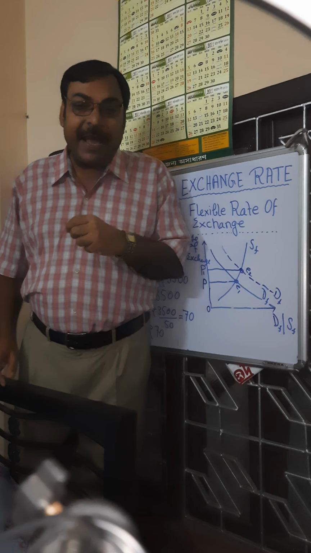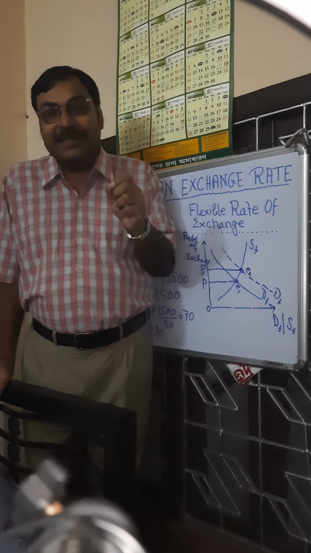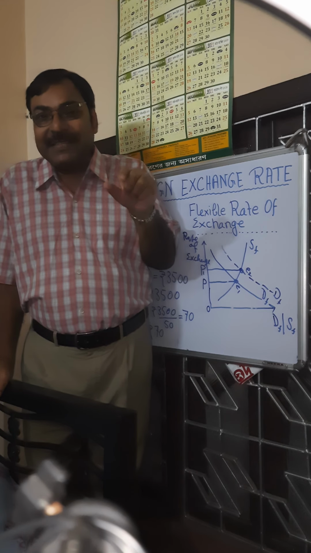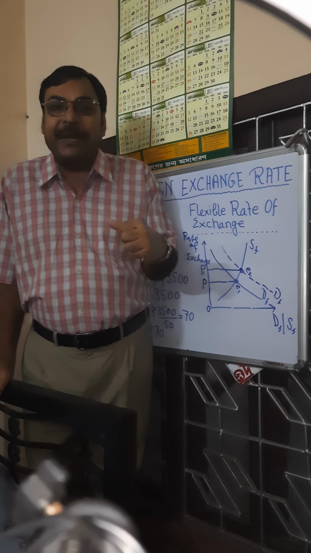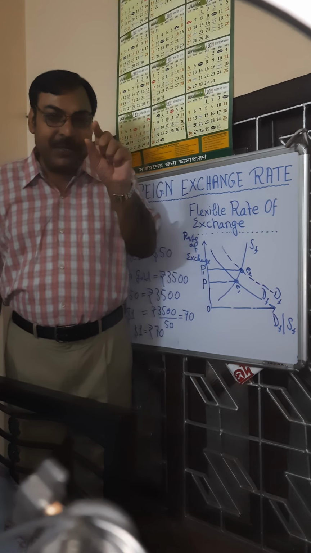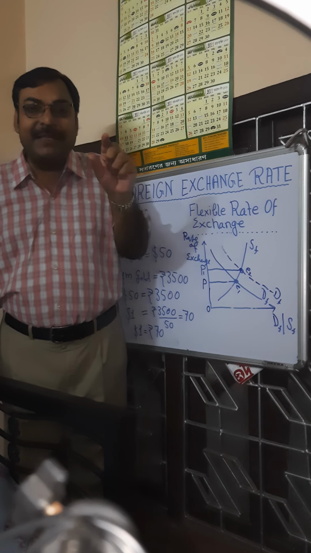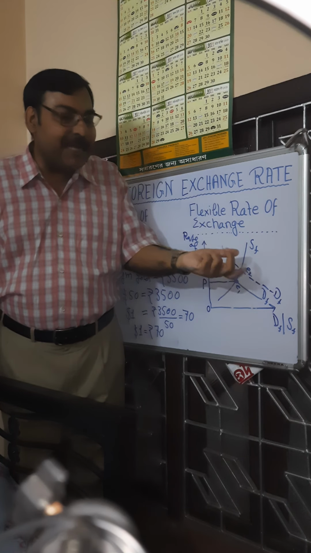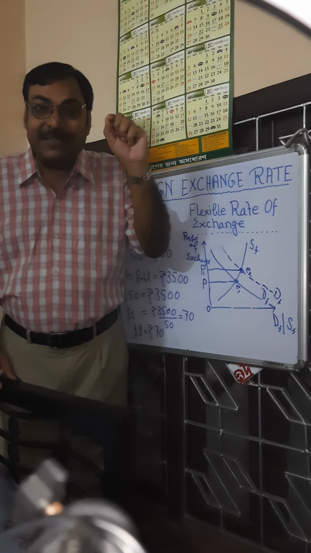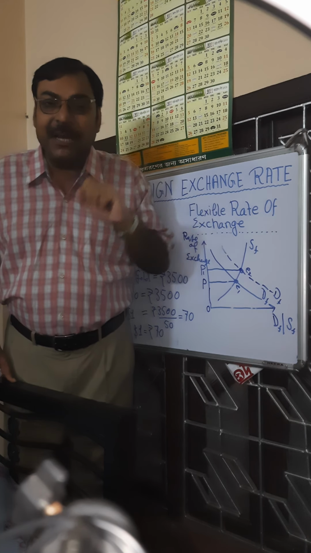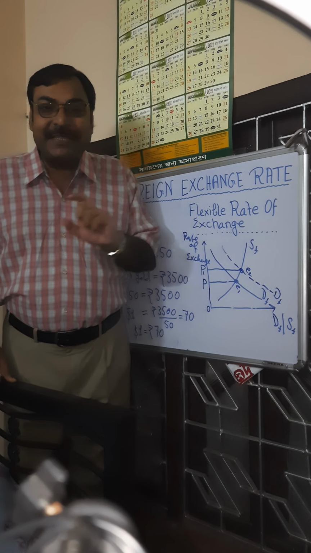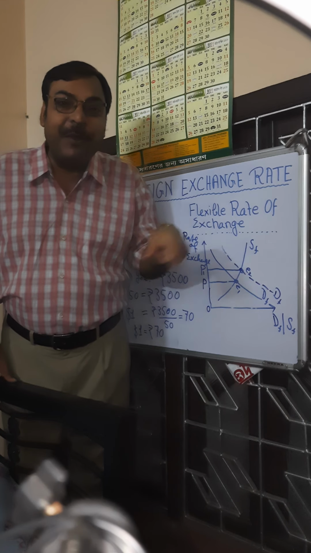Actually, in the managed floating system, fluctuation of the foreign exchange rate according to market mechanism is allowed in a limited range. Within a very limited range, fluctuation as per market condition is allowed. But there is an extreme upper limit fixed by the government, and an extreme lower limit fixed by the government. The exchange rate will not be allowed to go beyond that.